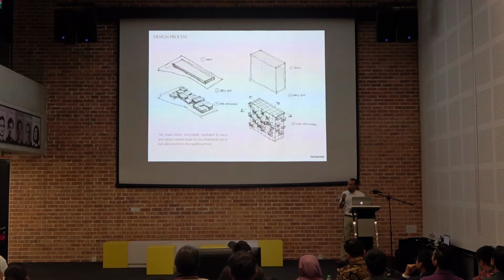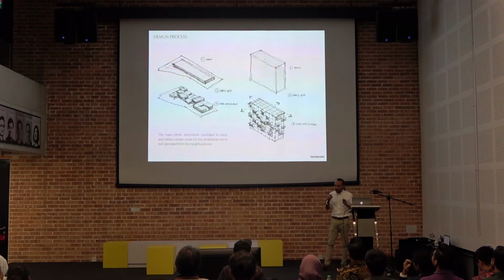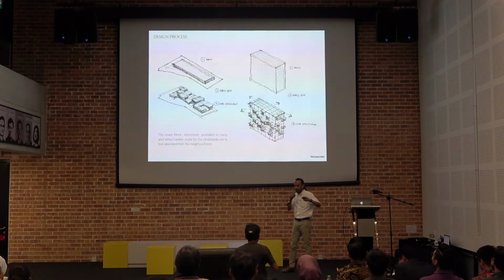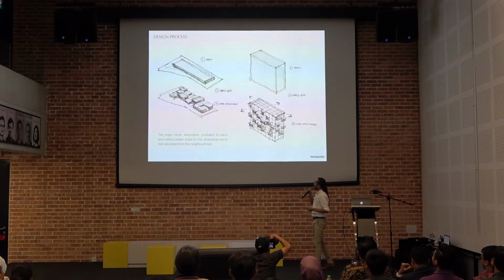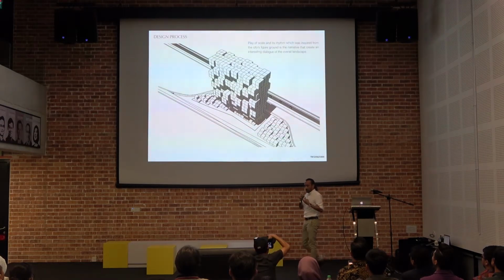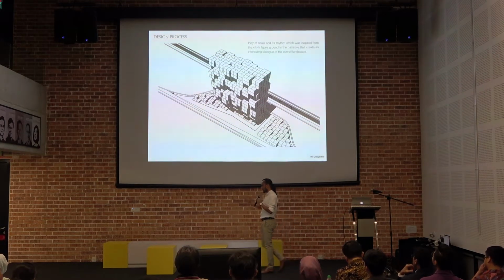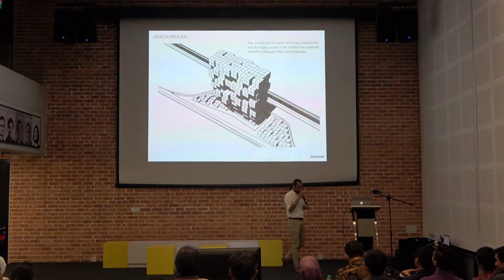We always start with a very simple diagram. The mass block is articulated, pixelated, to reflect a certain scale so inhabitants do not feel alienated from the neighborhood. So it's a play of scale. The figure ground gives an idea of how the play of scale and its rhythm, also inspired by the city figure ground, is the narrative that creates an interesting dialogue with the overall landscaping. The idea is to have the quality of a house on the ground but up in the air, like a bungalow up in the air. That is the big idea.